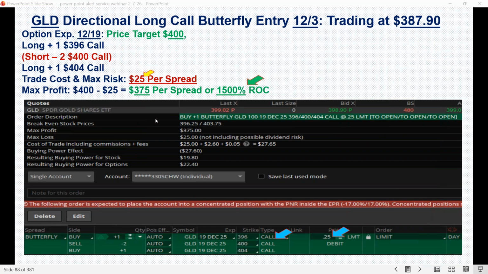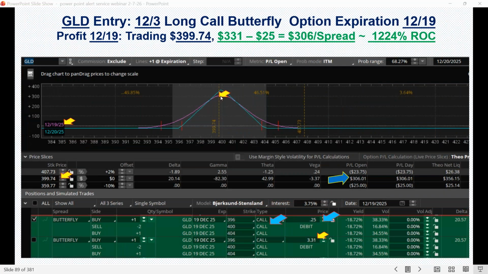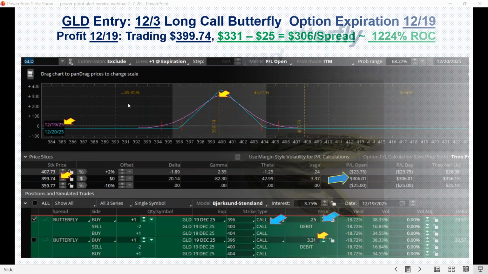This came really close. So it went out right here at 399.74. And so at that point, at expiration, it went from 25 bucks up to $331. So up $306 per spread. That was a 1,224% return on capital at that point in time, based on that butterfly.